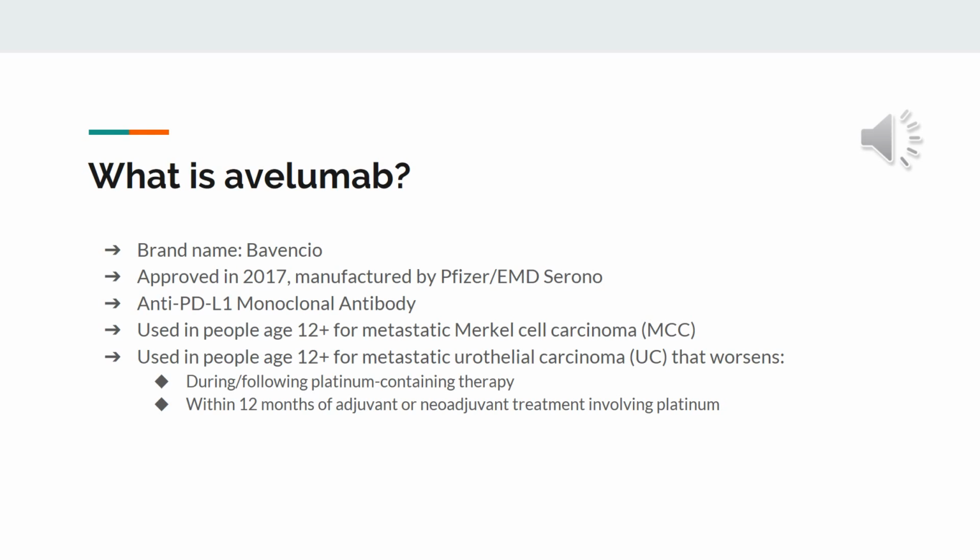What is Avelumab? The brand name is Bavencio. It was approved in 2017 and it was manufactured by Pfizer EMD Serono. The drug is an anti-PD-L1 monoclonal antibody, and it's used in people over 12 years old for metastatic Merkel cell carcinoma, and it's also used for people over 12 for metastatic urothelial carcinoma that worsens during or following platinum-containing therapy, or within 12 months of adjuvant or neoadjuvant treatment involving platinum.